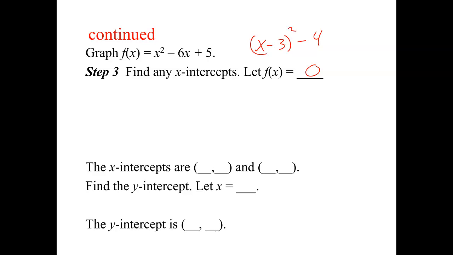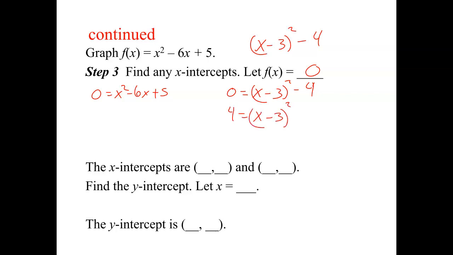So your options are either set your original one equal to 0 and then factor, or set this version equal to 0, and then you can use your square root property. I prefer that one. Now I don't have to factor it. All the hard work's already done. Just isolate this 4.